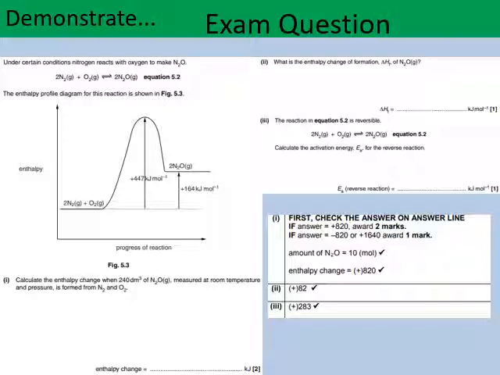And finally, part 3, calculate the activation energy for the reverse reaction. This relies on the knowledge that the same amount of energy will be taken out in one direction as is taken in the other direction in a reversible reaction. We know that this reaction takes in 164 kilojoules per mole, so the reverse reaction will give out 164 kilojoules per mole. The activation energy is going to be the difference between the activation energy on this enthalpy profile in figure 5.3 and the energy taken in this reaction. So it would be 447 minus 164, which gives us 283.